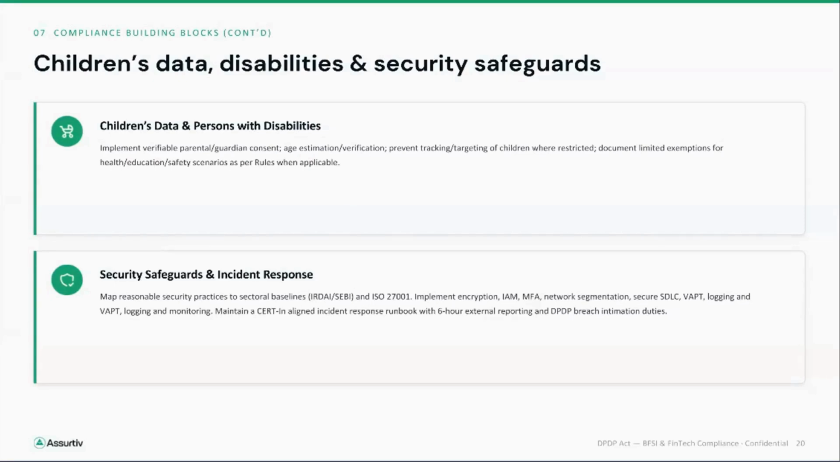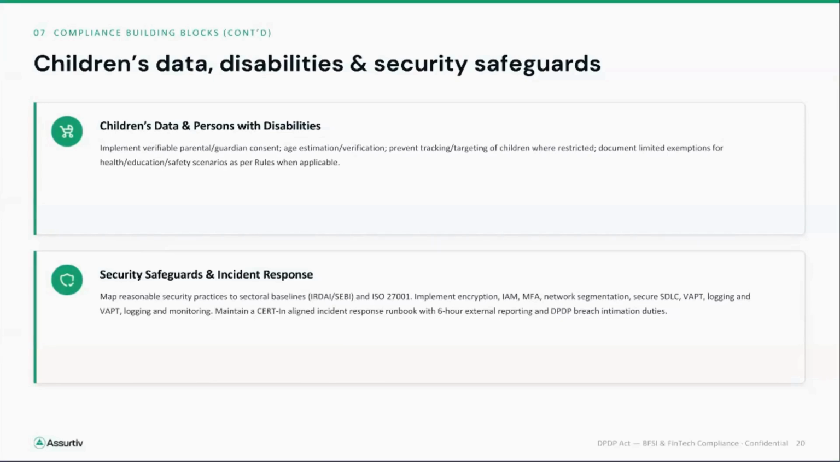Age verification needs to be done with privacy. And we need to prevent tracking or targeting of children where restricted. In a lot of schools, without parent consent or child consent, they'll take pictures and use them wherever they want. But that's not acceptable going forward. So we need to document limited exemptions for health, education, and safety scenarios as per the DPDP rules.